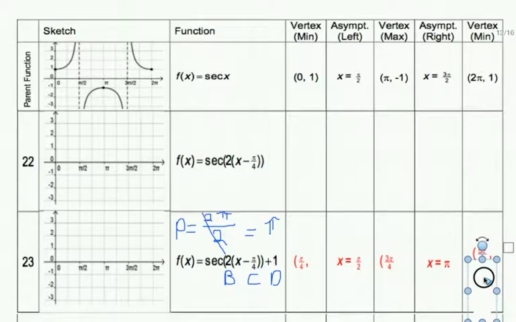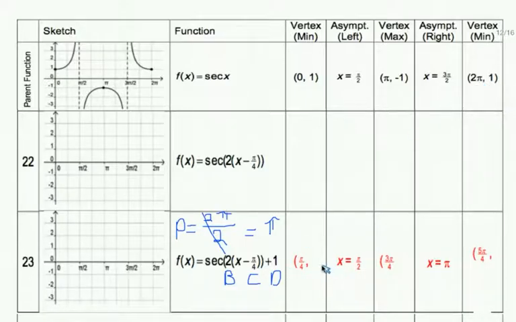There we go. We end up with 5 pi over 4. So the way we got that, we divided by 2 here and were left with pi. We add pi over 4, get the common denominator, and end up with 5 pi over 4.